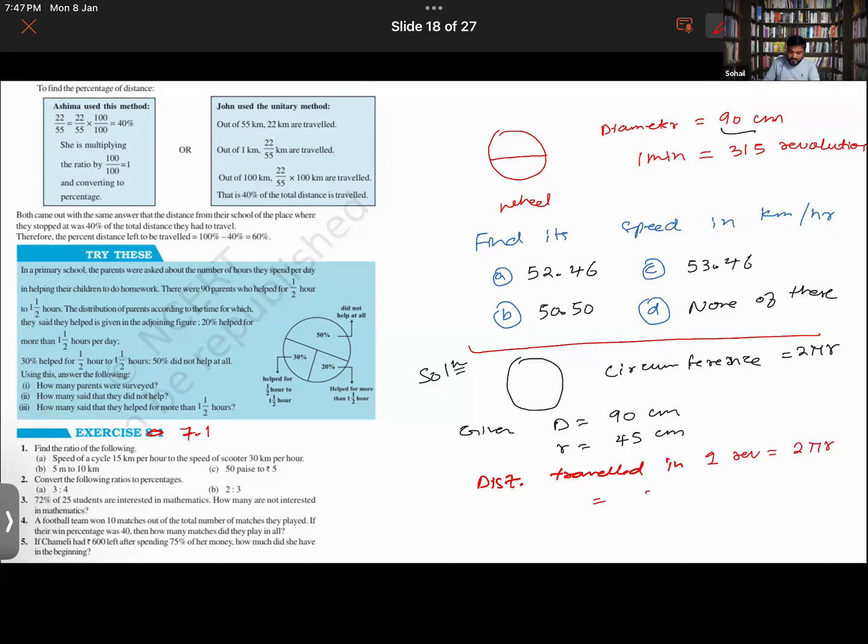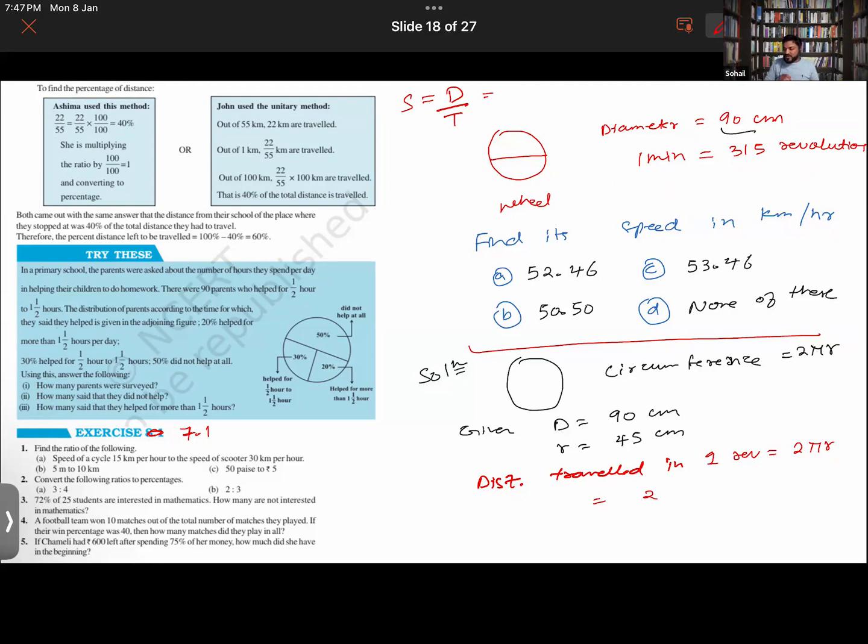So here we are required to find the speed. To find speed, what do we know? The formula is distance upon time, right? So we need to find total distance, and the time is already given, we have to find it on the basis of 1 minute. 315 revolutions are happening in 1 minute, right? So it means when the wheel rotates 315 times, how much distance is covered?